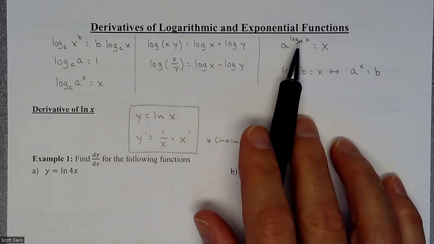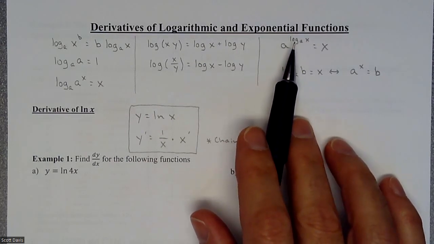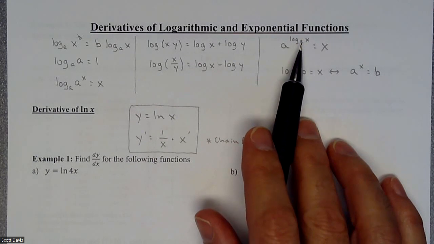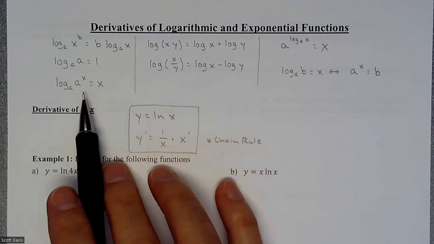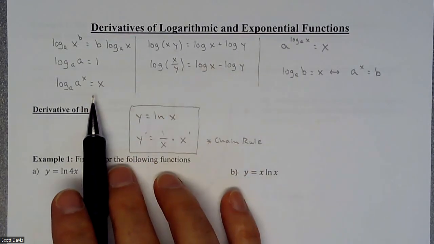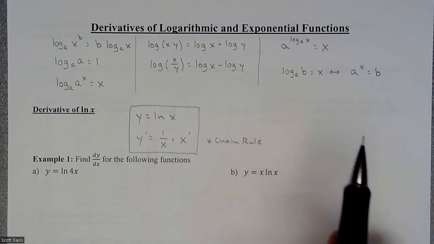And then if you do have an exponential that has an exponent with a log, and that log's base matches the exponential base, then that thing simplifies out to x. So very similar to this. And if you want to switch between the two, this is the property for that.